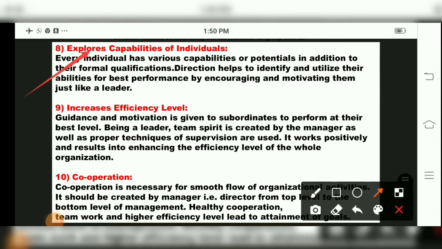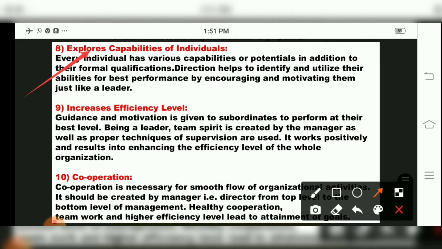That is, the 8th point tells us about exploring capabilities of individuals. Now every individual, see children, has various capabilities or potential beyond their formal qualifications. So direction will help them to identify and utilize their abilities for the best performance by encouraging and motivating them, just like a leader. See over here what we are studying: exploring capabilities of individuals. Now see, every person has their own skills and talent, children. Every person is different. Every person is special, having their own talent.